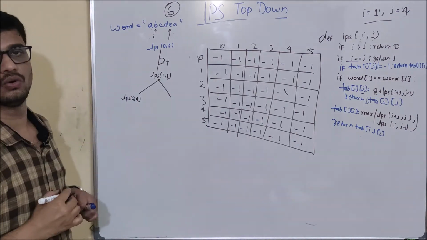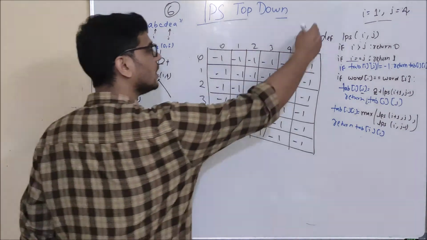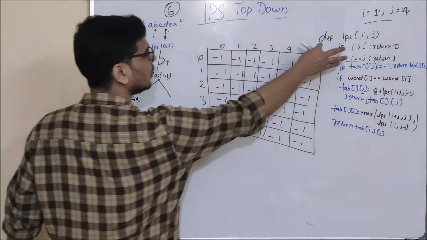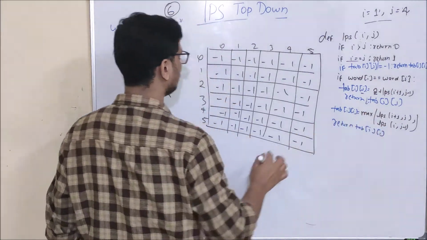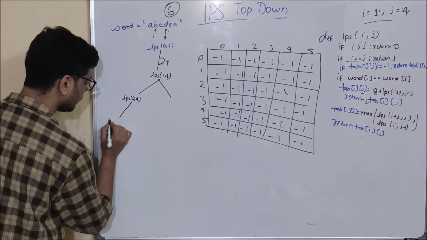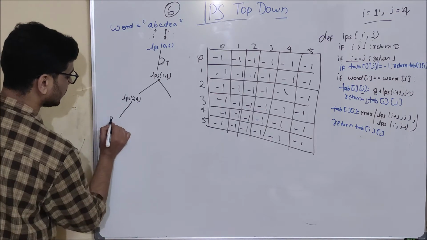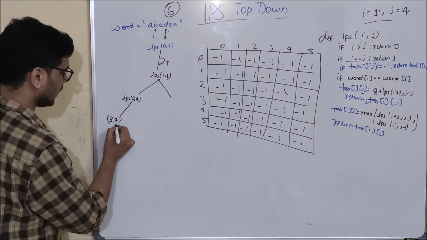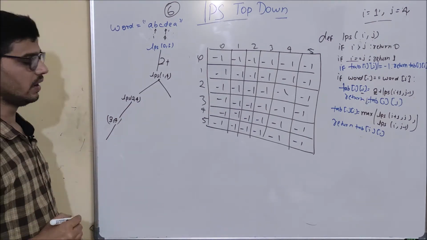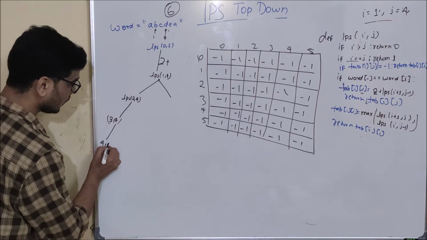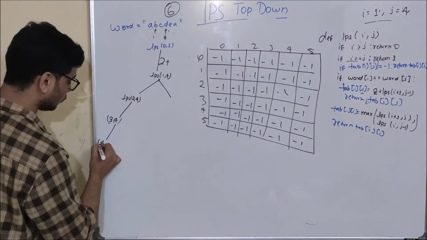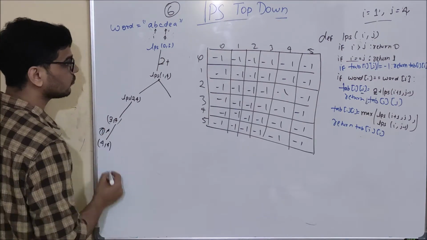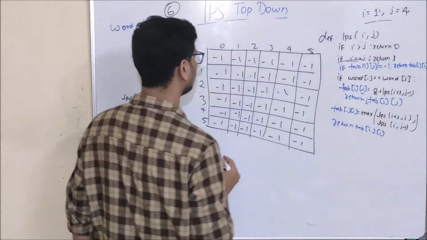When this function call goes for its execution, it will again find out that none of this will be true. It is going to execute this one. I am removing LPS, just writing the I and J. So it will call 3 comma 4, and when 3 comma 4 is called, none of this will be true and it is going to call 4 comma 4, and 4 comma 4 will return 1 from here, since I is equal to J.